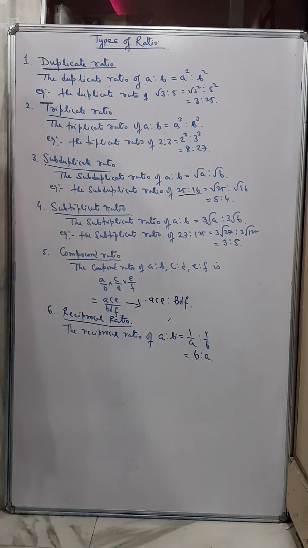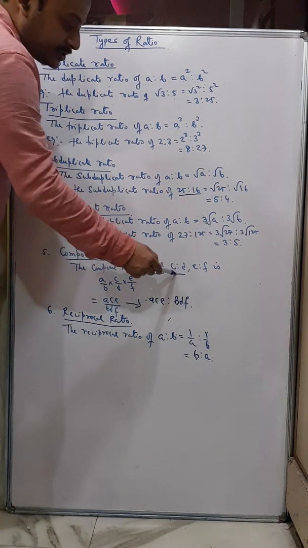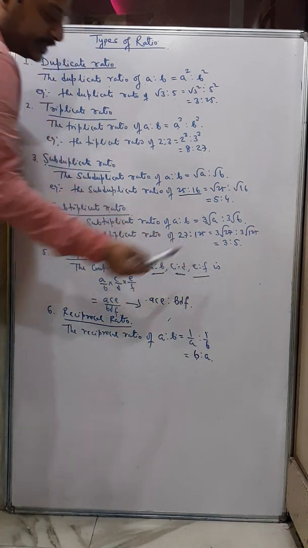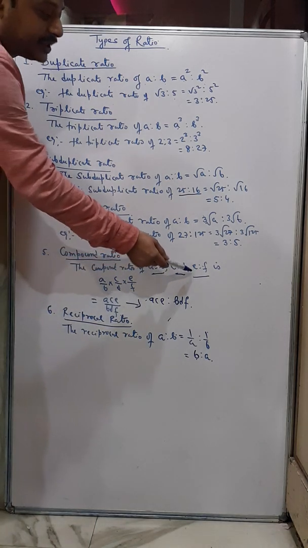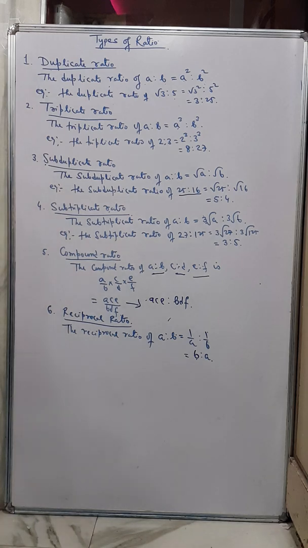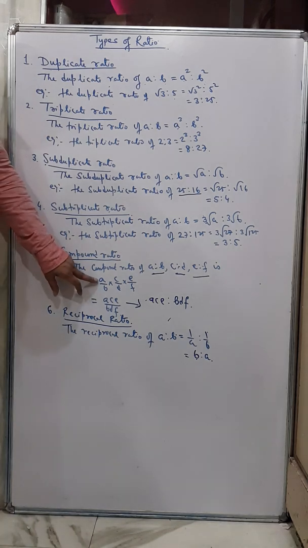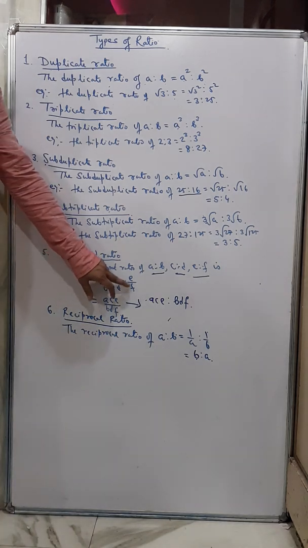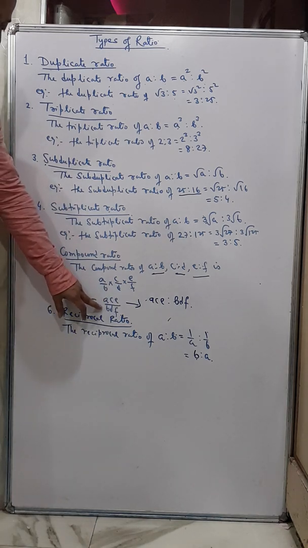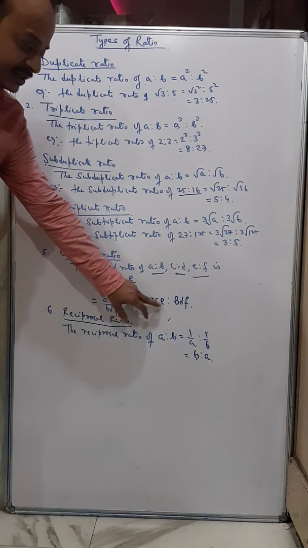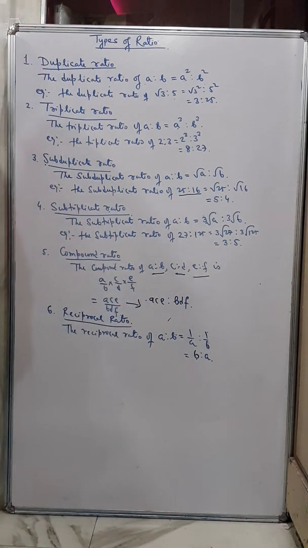Compound ratio. Compound ratio actually means the combination of the ratios. All the ratios are combined. Now suppose we have three ratios, A is to B, C is to D, and another ratio E is to F. Then the compound ratio becomes A by B into C by D into E by F. That becomes ACE by BDF, which means ACE is to BDF.